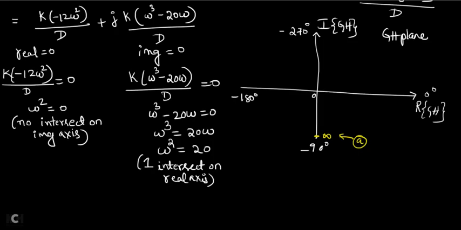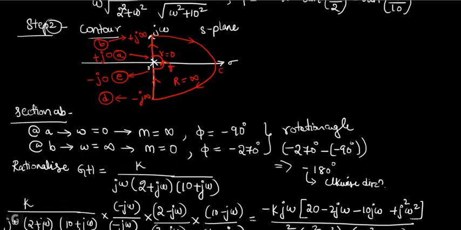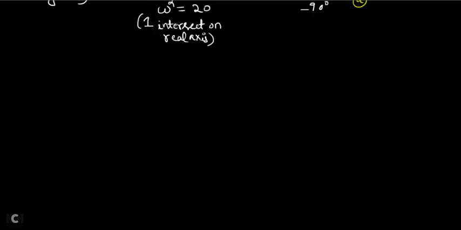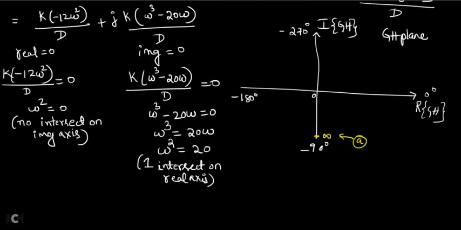Where is point B? At point B, M is 0 and the angle is minus 270 degree. Come back. M is 0. Okay, angle is minus 270 degree. So minus 270 degree is here at the top, and magnitude 0 means the magnitude is 0 but at minus 270 degree it comes here. Okay, so this point is point B, 0 with minus 270 degree.